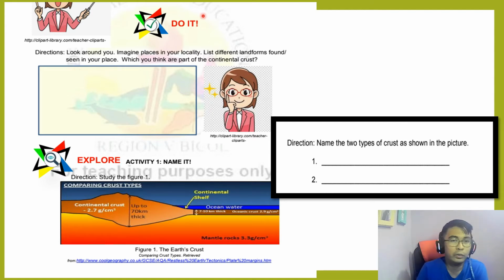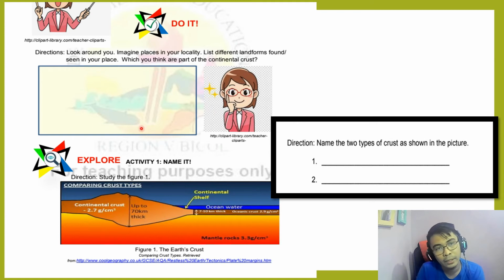In your module for the first week, you're also asked to accomplish this activity entitled Do It. In that activity, you need to look around, imagine places in your locality, and list different landforms found or that can be seen in your place and which you think are part of continental crust.